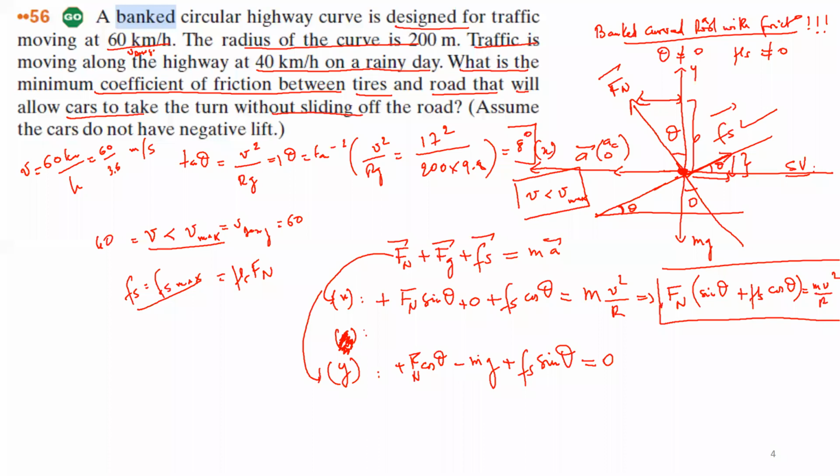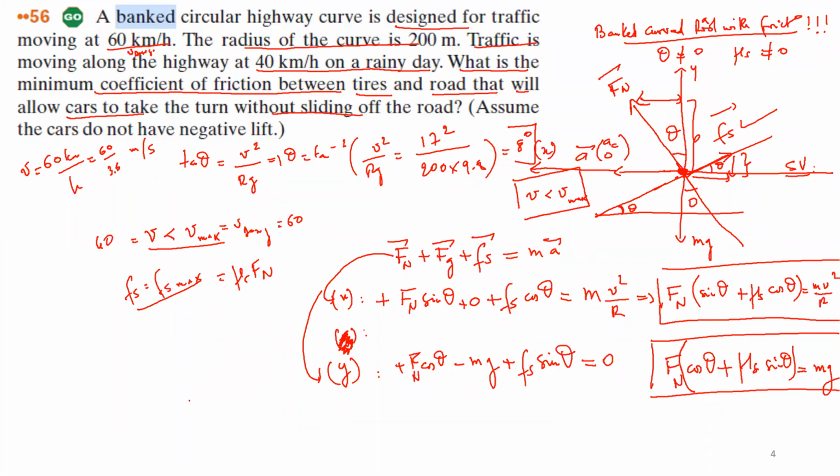So let me take the weight and put it on the right-hand side. So I will have here plus mg. Here I will have Fn cosine theta, and here I will have Fs. Fs, I will replace it by mu s Fn. Now let me put the Fn out as a common factor. So I'll have Fn times cosine theta plus mu s sine theta, and this is equal to mg. And this is my second equation along the y.